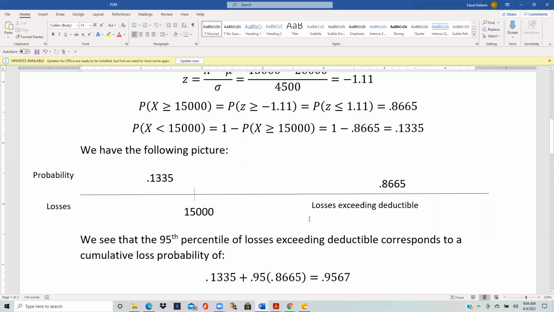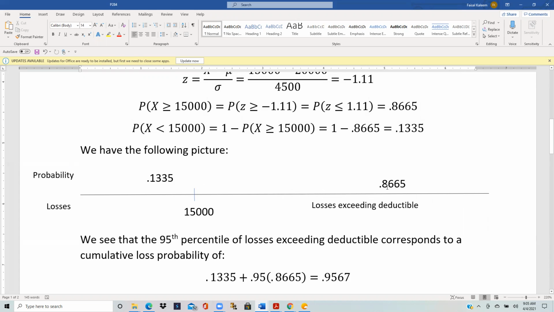And when the losses exceed the deductible, the probability of that part is 0.8665, as we found here. And now we need the 95th percentile of the losses that exceed the deductible. So now this is the portion on the right side of this 15,000, which are the losses that exceed the deductible.